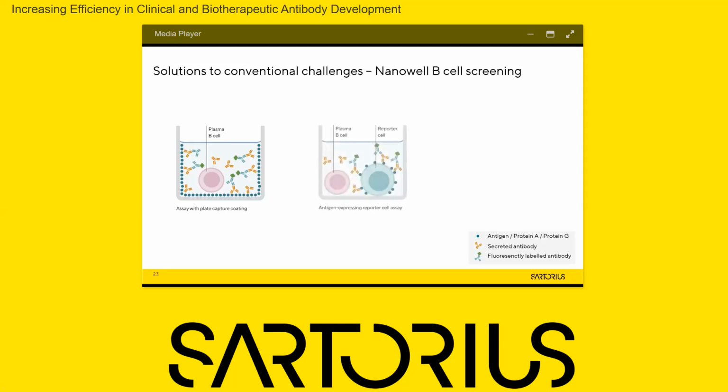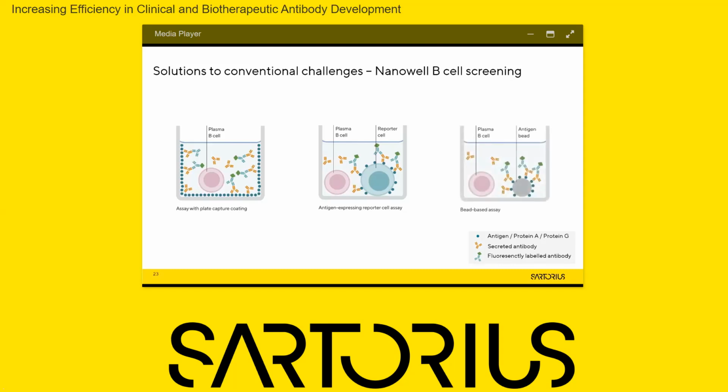A second method is to use an antigen expressing reporter cell assay. So you'd use a reporter cell that has its own antigens bound to its surface. The plasma B cell will then release its secreted antibodies. They will bind to the reporter cell, and then you can use fluorescently labeled antibodies to bind to the secreted antibody on the reporter cell, again giving you a fluorescent signal, allowing you to identify your B cells that are producing your antibodies of choice.